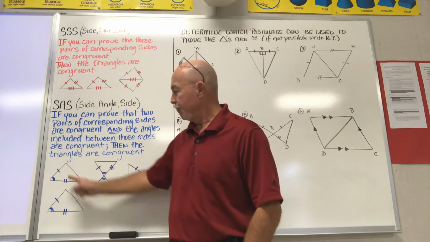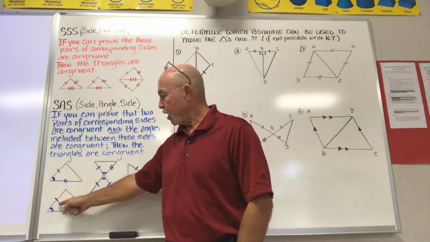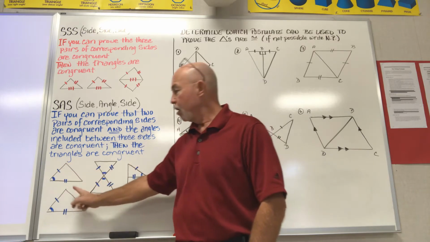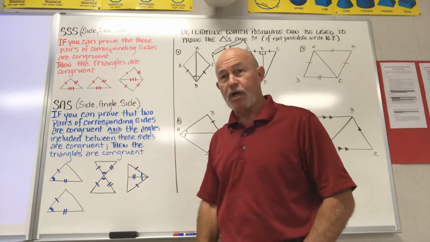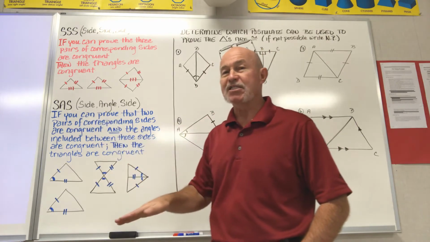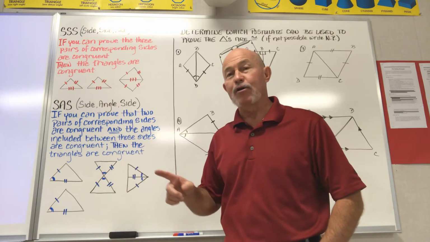So here's what it looks like. We have a pair of congruent sides, angles, sides. The angle is formed by the congruent sides of each triangle. That A is in between the S's. Here's another one. Here's a use of vertical angles.